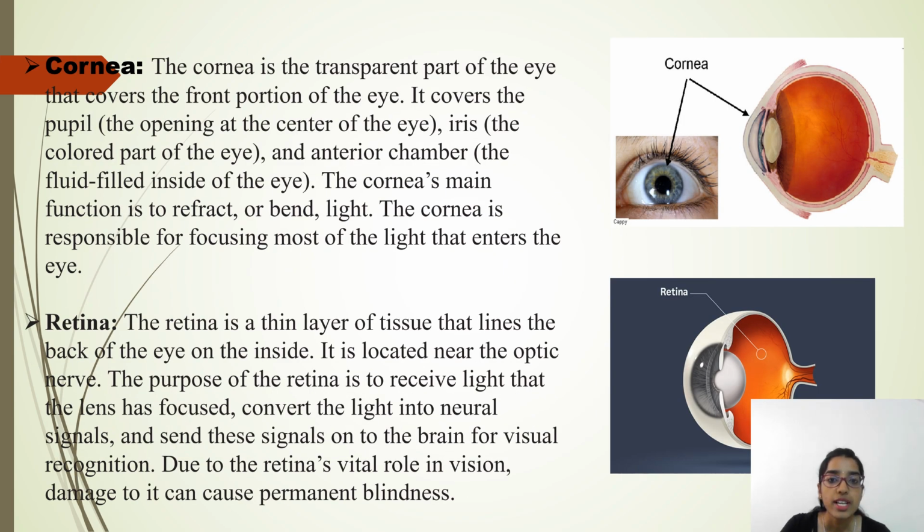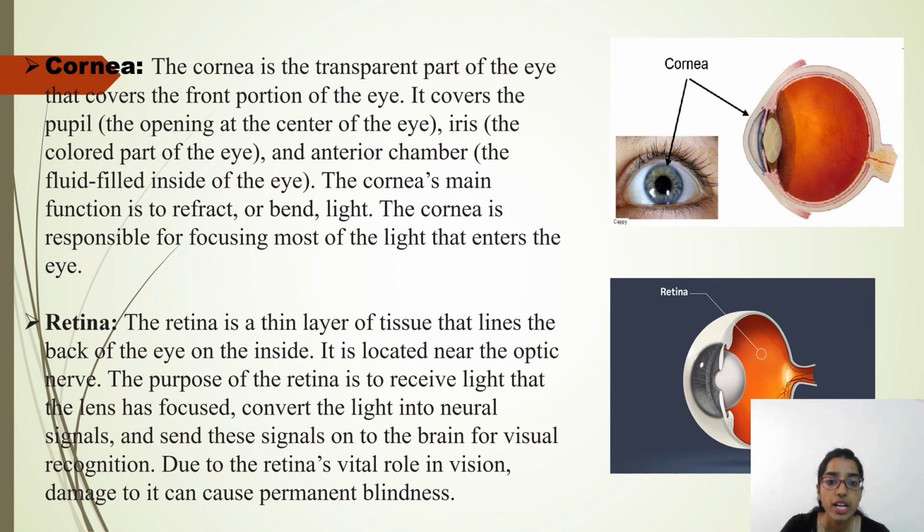Cornea. The cornea is the transparent part of the eye that covers the front portion of the eye. It covers the pupil, iris and anterior chamber. The cornea's main function is to refract or bend light. The cornea is responsible for focusing most of the light that enters the eye.